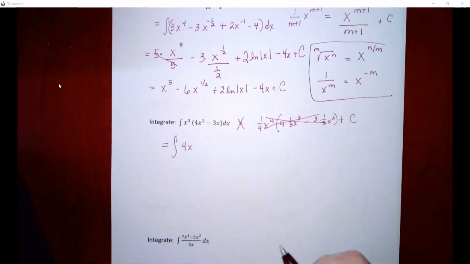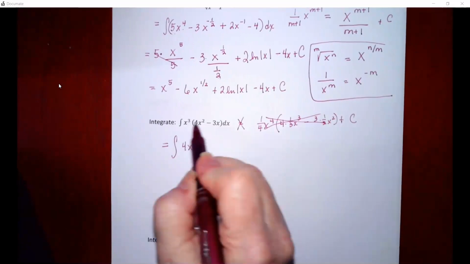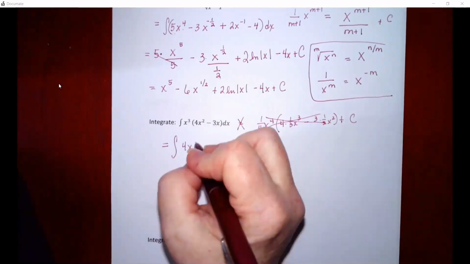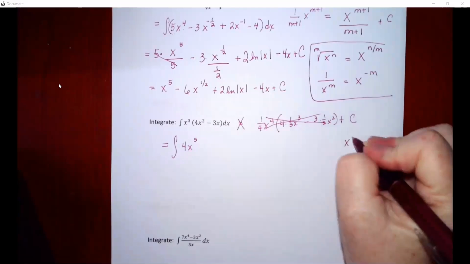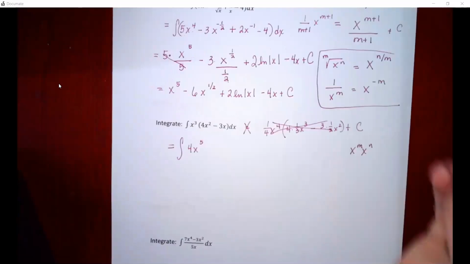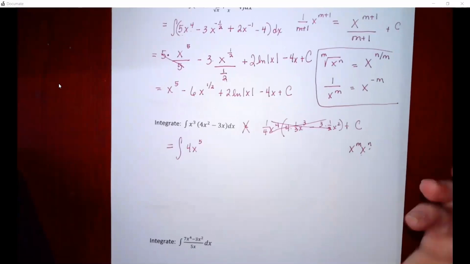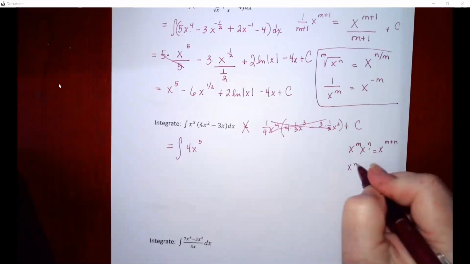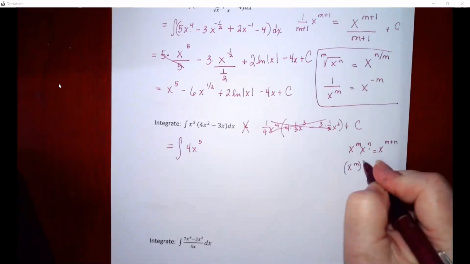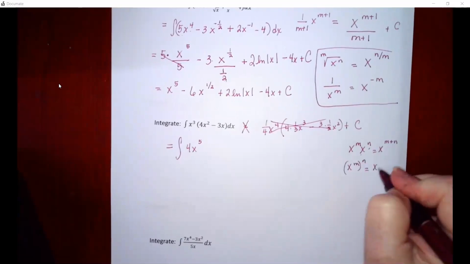Go back a little bit. What do we do with these exponents? Oh, add 5. Yeah, add. That's okay. Remember, when you take x to a power times x to another power, that's when we add the exponents. And when we take a power to a power, that's when we multiply them.